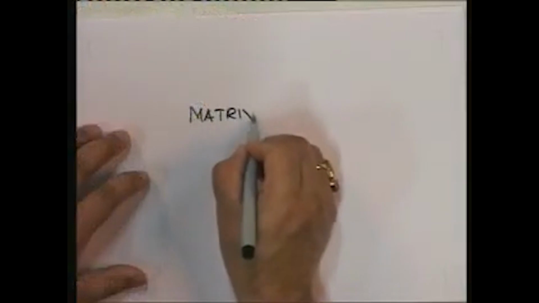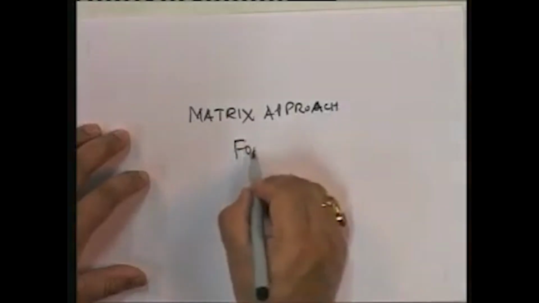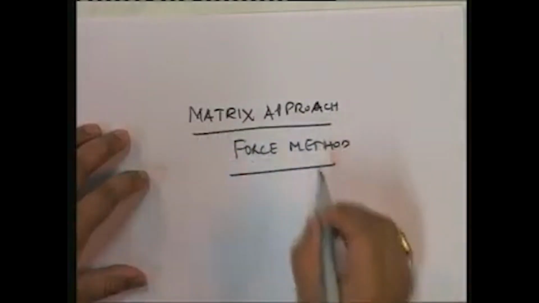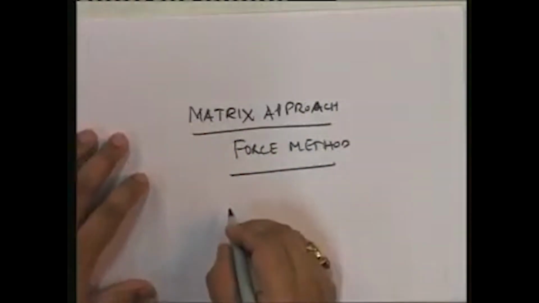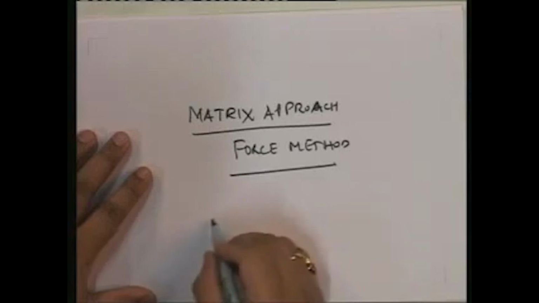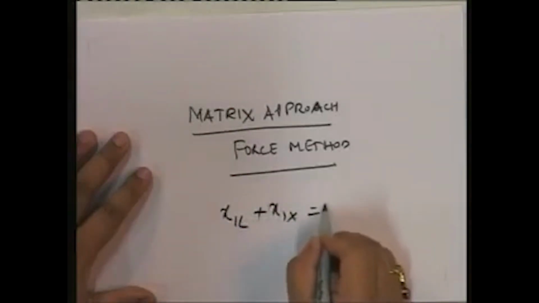Now I am going to do a couple of problems over the next couple of lectures, and then we are going to move into the matrix approach for force method. See why matrix approach? Because if you see, essentially what you are trying to do is, if you are writing down the equation, the compatibility equations becomes what? Something like x1l plus x1x is equal to 0.